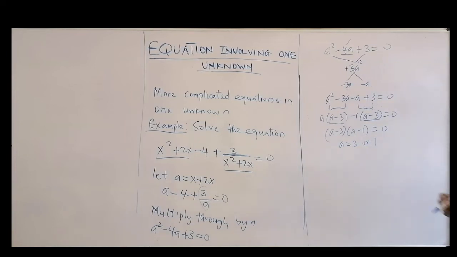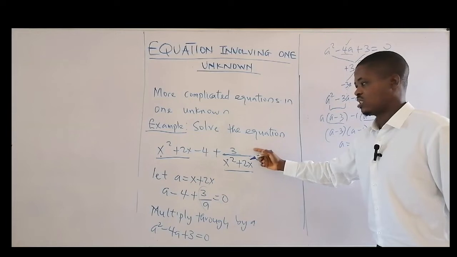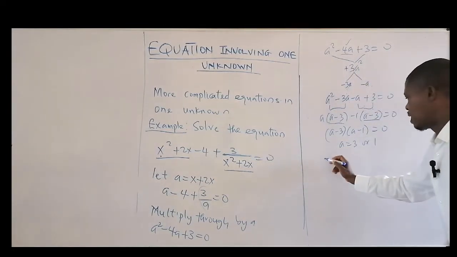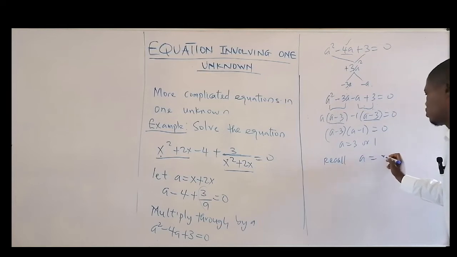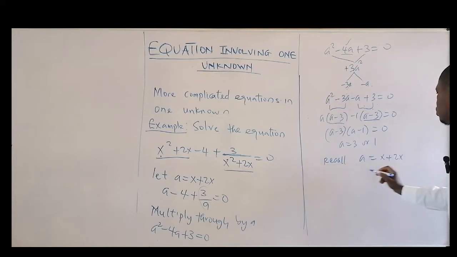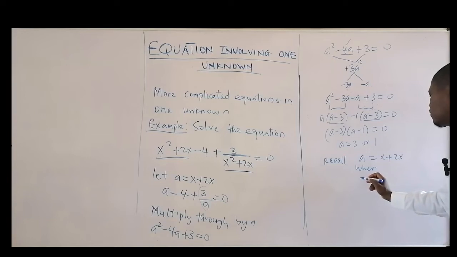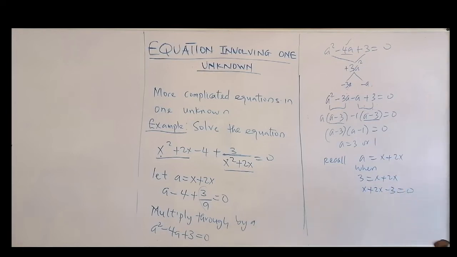But a isn't in the question. It's not in the question. So we just have to recall back. Recall that a is x squared plus 2x. So when a is 3, let's see what we have. So we have 3 equal to this plus this. That will be equal to x squared plus 2x minus 3 equal to 0.